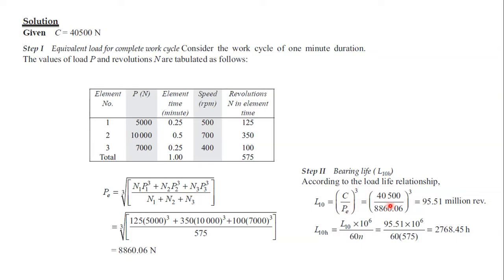C is given to us, P we have derived. So it is 95.51 million revolutions. If you convert this into hours, L10H is equal to L10 into 10 to the 6 divided by 60 n. This small n is the summation of these rpms 1, 2 and 3, so 575 rpm. So our answer is 2768.45 hours. Under these conditions our life of the bearing is 2768.48 hours.